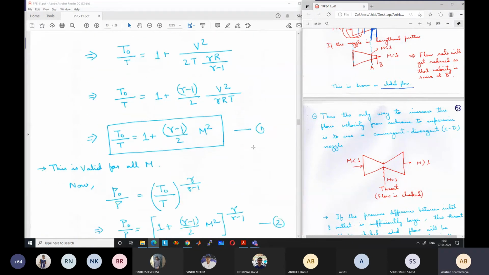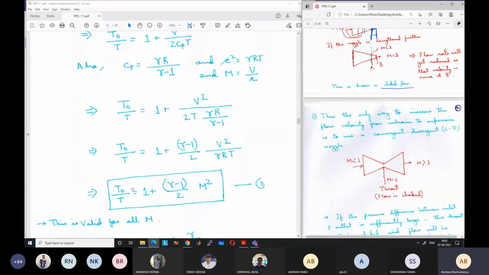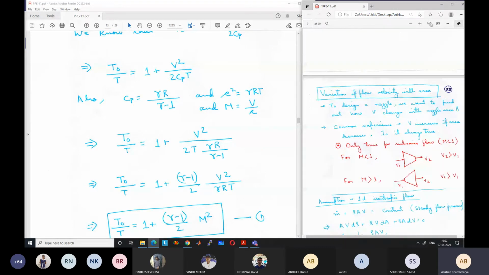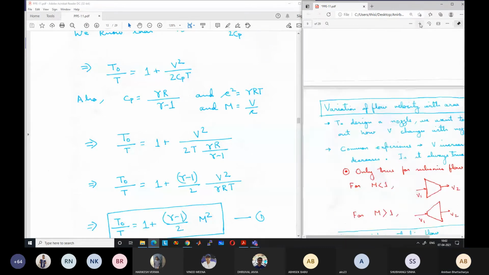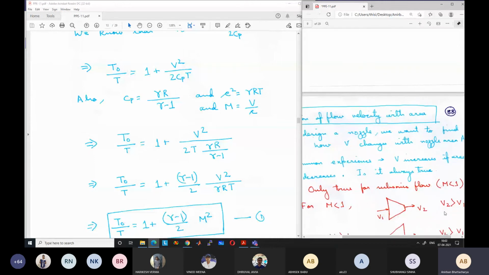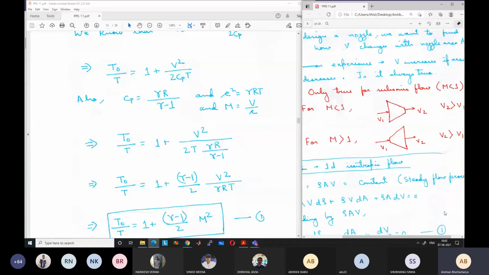what does the first law say? What is the change in enthalpy that occurs? Let us take a simple example. Say this top case, the nozzle case, M less than 1. So it is a nozzle, right? This one is also a nozzle because M greater than 1, area is increasing.